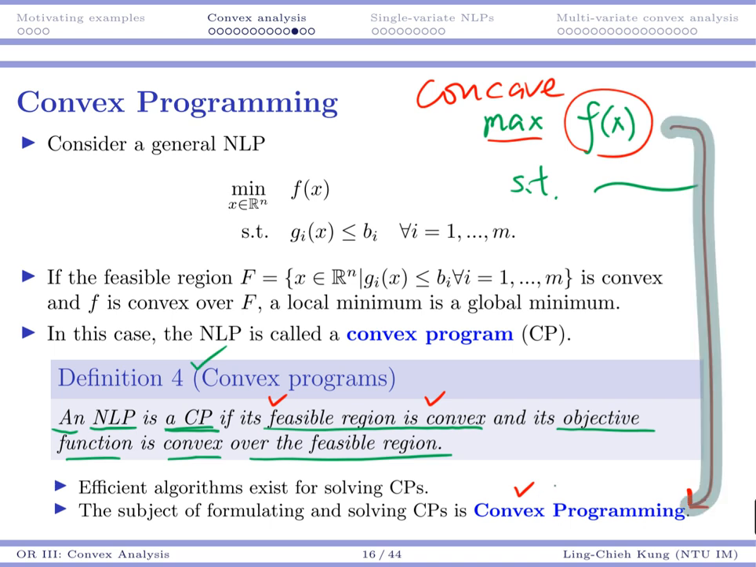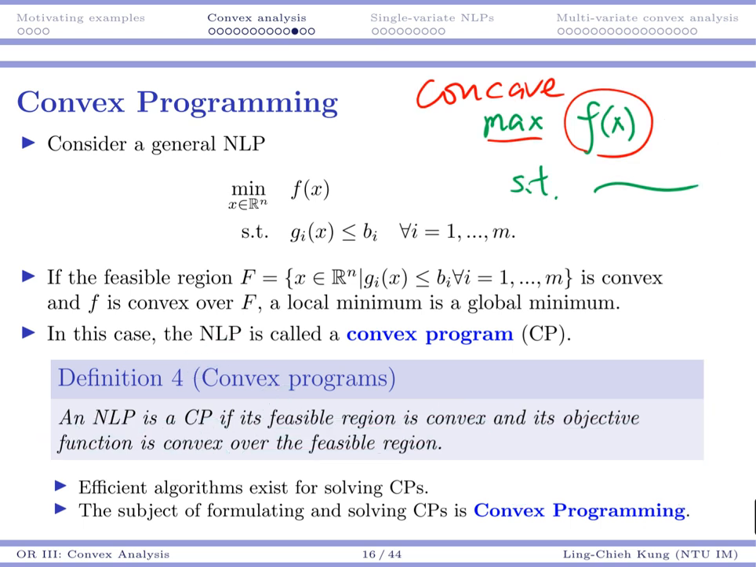I guess it is easy to convince all of us that if your program is convex, then the global minimum can be found by looking for a local minimum. So efficient algorithms should exist: gradient descent, Newton's method, and many other methods that we have no time to teach you. These methods should exist for solving convex programs. Formulating and solving convex programs is a field called convex programming.